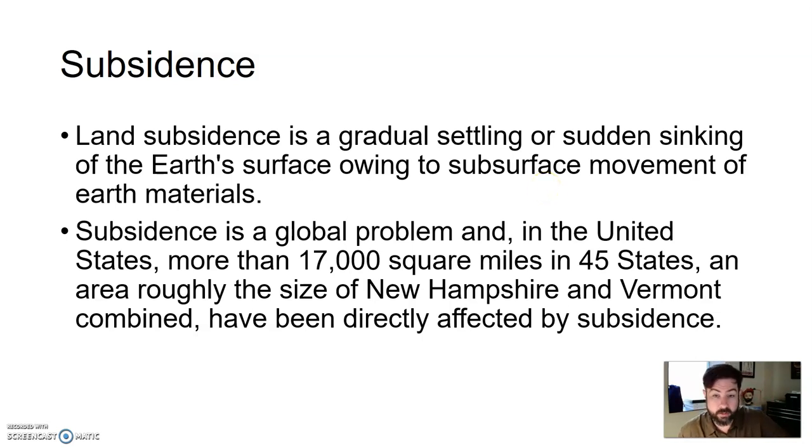Subsidence is a global problem. In the United States, more than 17,000 square miles in 45 states are affected, an area roughly the size of New Hampshire and Vermont combined across the U.S. Now, those aren't big states, so you might say, oh, that's not a lot, but still, these are populated areas that are sinking.